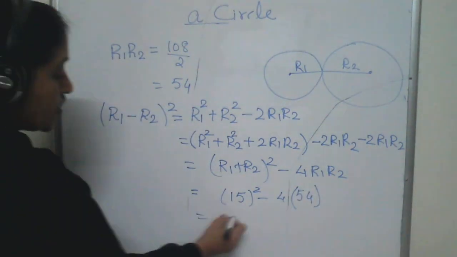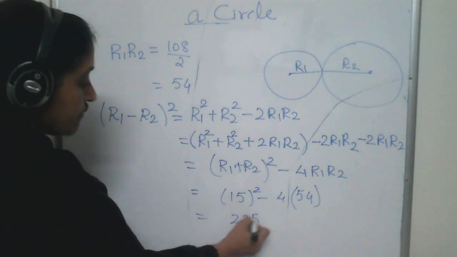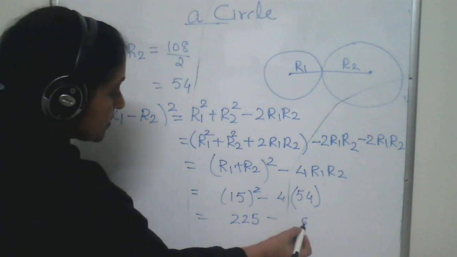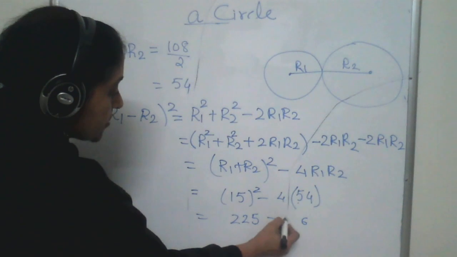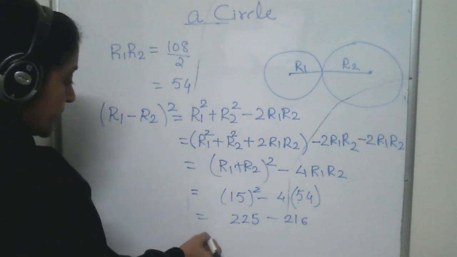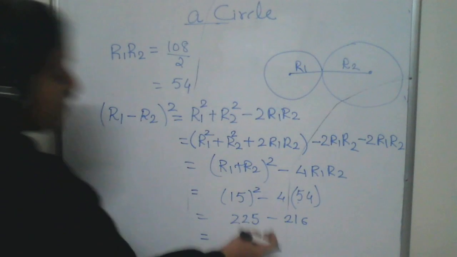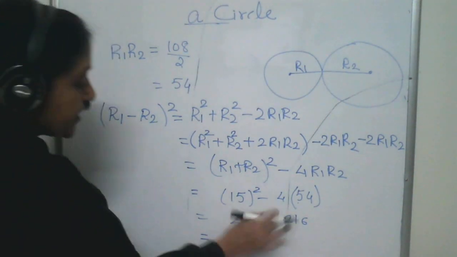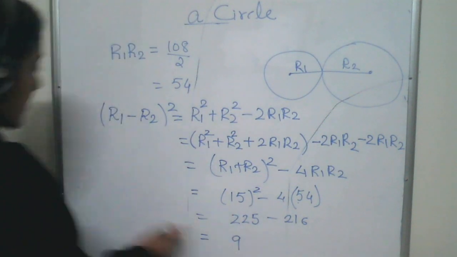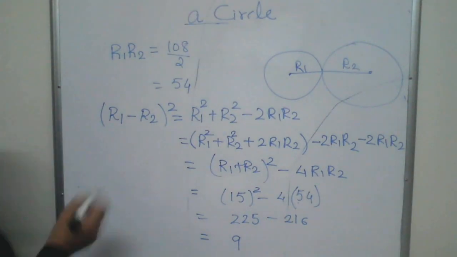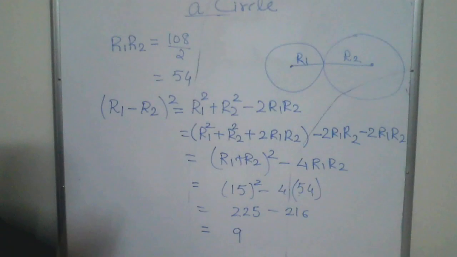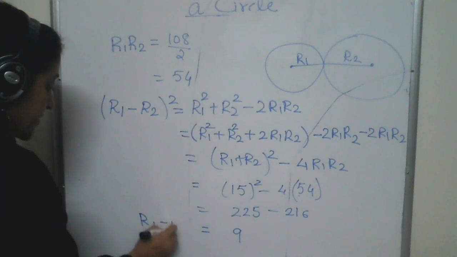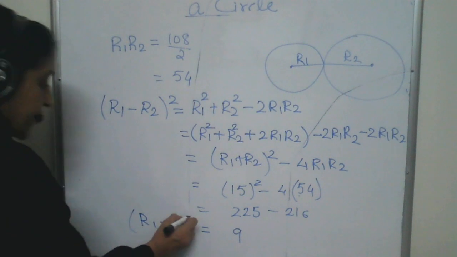Now 15 square is what? 225 minus 54 into 4, that is 216. Now when you subtract, what do you get? 25 minus 16 is 9. Why am I saying 25 minus 16? The 200 get cancelled. 25 minus 16 is 9. But what is this? This is (r1 minus r2) bracket raised to square.